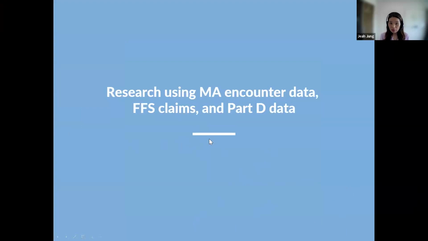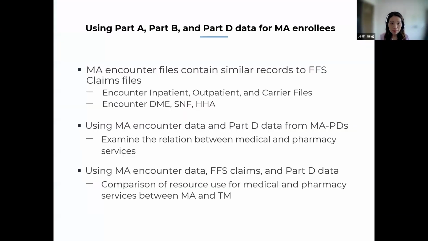Now we're going to look at how we can actually use, in a sense, all Medicare data, including MA encounter data and fee-for-service claims data and Part D data. So briefly, MA encounter data files contain very similar records to fee-for-service claims data. Their encounter data are conceptually really equivalent to claims data.